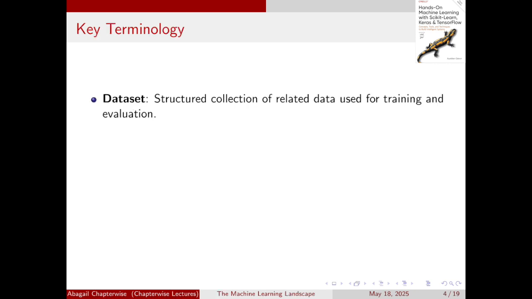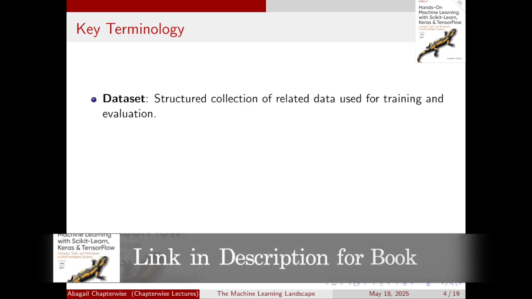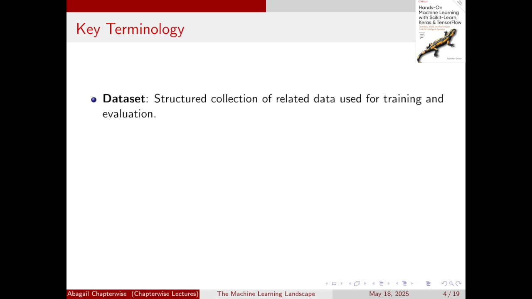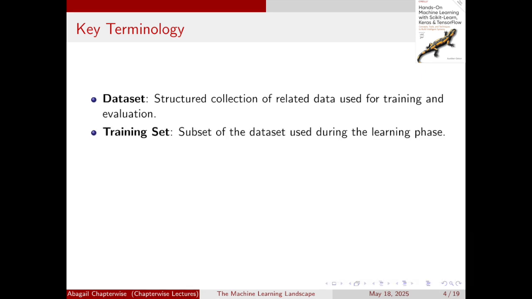Now let's go over some essential machine learning terminology. First, a dataset is a structured collection of related data, often formatted as rows and columns. It serves as the foundation for training and evaluating a machine learning system. From this dataset, we typically define a training set, which is the portion used during the learning phase. Each row in the training set is called a training example, a single instance from which the system learns.